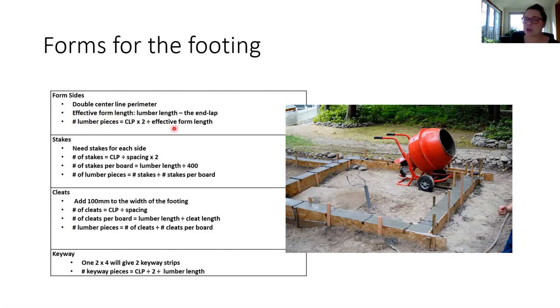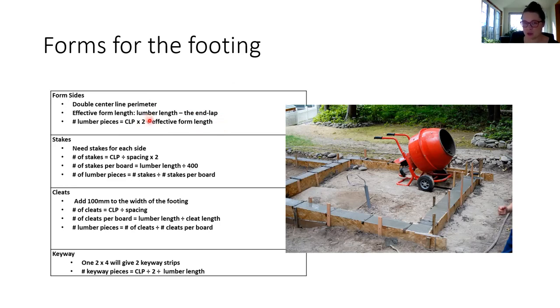We're going to talk about a word, effective form length. We're going to talk about that just a couple slides in. We'll come back to that one. I need to know how many pieces of lumber I need. So I take my center line perimeter, and as we said, we need double the perimeter because we've got to put some wood inside and some wood outside. And then we're going to divide that length by the length of each piece of lumber.